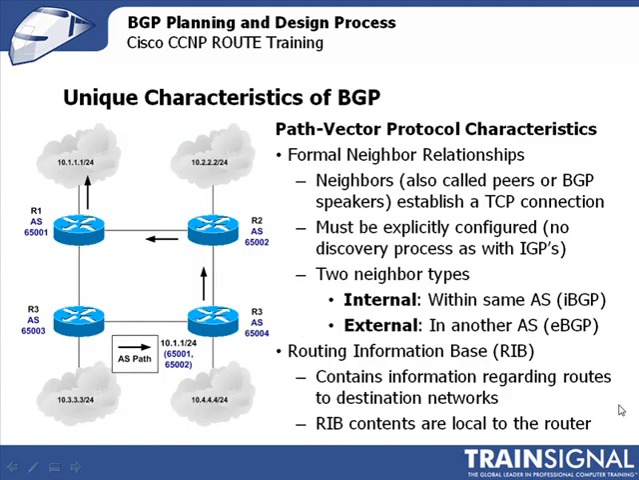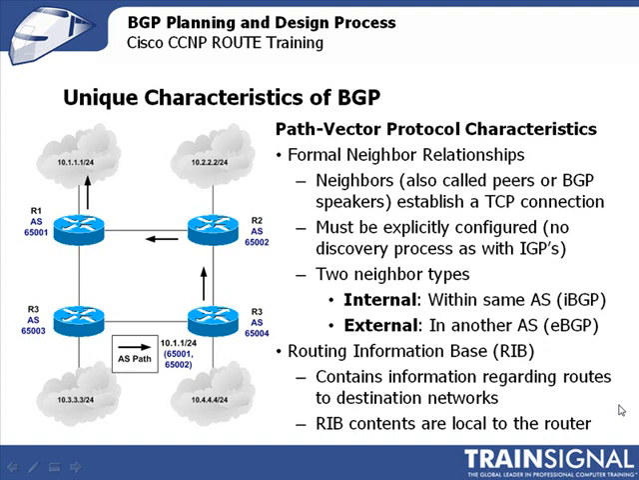BGP is a path vector routing protocol. It sounds similar to distance vector. It uses, however, something much more complex, so we want to look a little bit more at how the protocol operates. First, it requires, again, formal neighbor relationships. This shouldn't come as a great surprise. The neighbors, rather than using a separate IP protocol number, actually use TCP to establish connectivity. In fact, BGP uses TCP port 179. They are sometimes also called peers or BGP speakers.